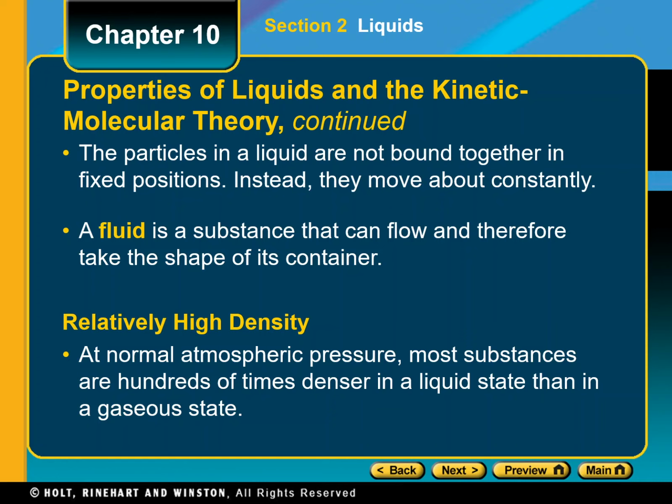Liquids are more ordered than gases because of the stronger intermolecular forces and the lower mobility of the liquid particles. According to the kinetic molecular theory of liquids, the particles are not bound together in fixed positions, but move about constantly. This particle mobility explains why liquids and gases are referred to as fluids. A fluid is a substance that can flow, and therefore take the shape of its container.